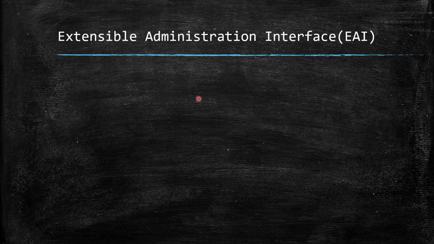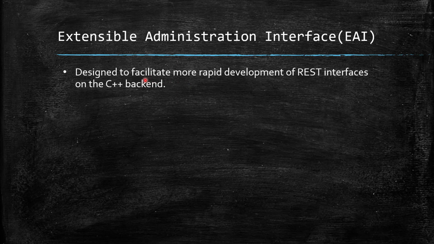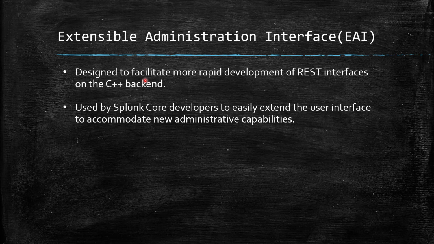Now what is EAI? That means Extensible Administration Interface. EAI is designed to facilitate more rapid development of REST interfaces on the C++ backend. EAI is actually used by Splunk developers as well to easily extend the user interface to accommodate new administrative capabilities. For example, in the saved search management window, where you can see the list of saved search names and change their corresponding access, we can implement those things using EAI. I think Splunk also internally uses EAI to achieve those.